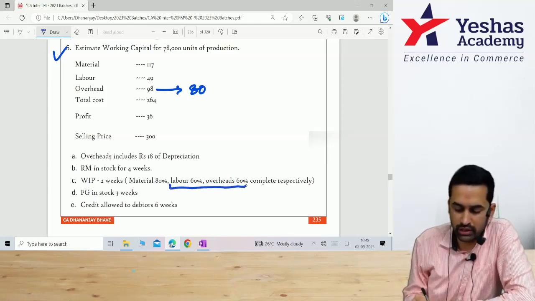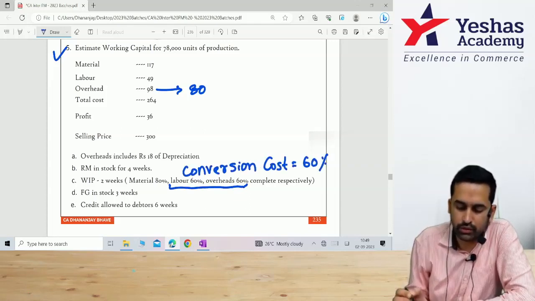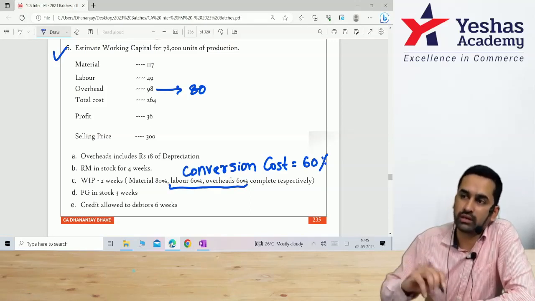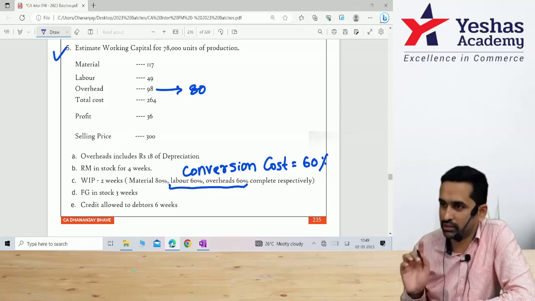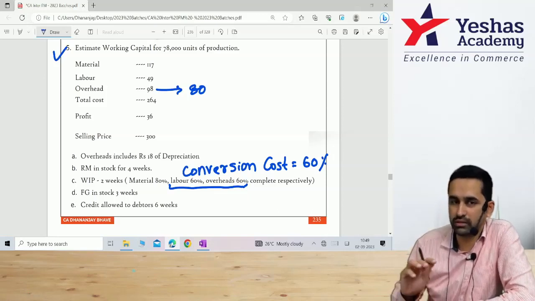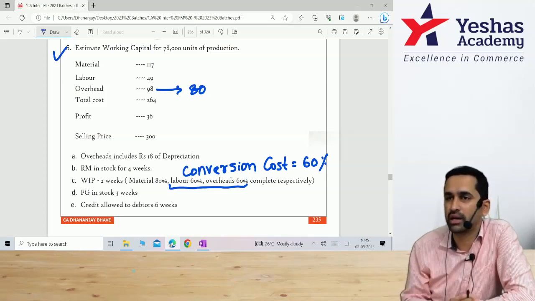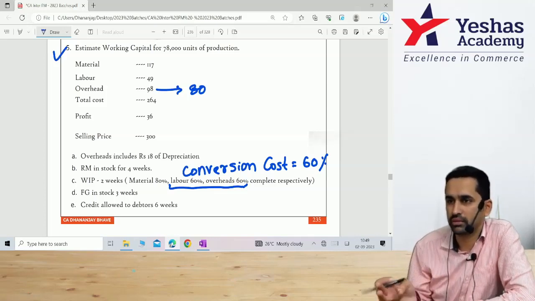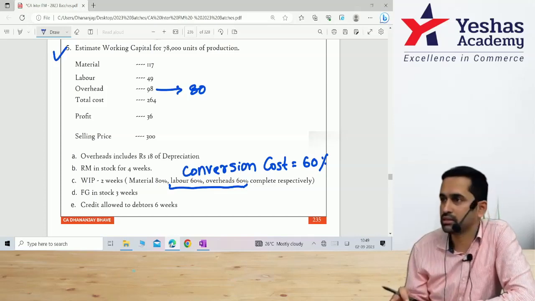Sometimes they will not give labor and overhead separately and they simply mention conversion cost 60%. Conversion cost is the cost incurred to convert raw material to FG. Now don't include raw material cost in conversion cost. It is the cost incurred to convert RM to FG. What else you need other than RM? You need labor, and you need some overheads. So if they say conversion cost, it is wage and overhead number.